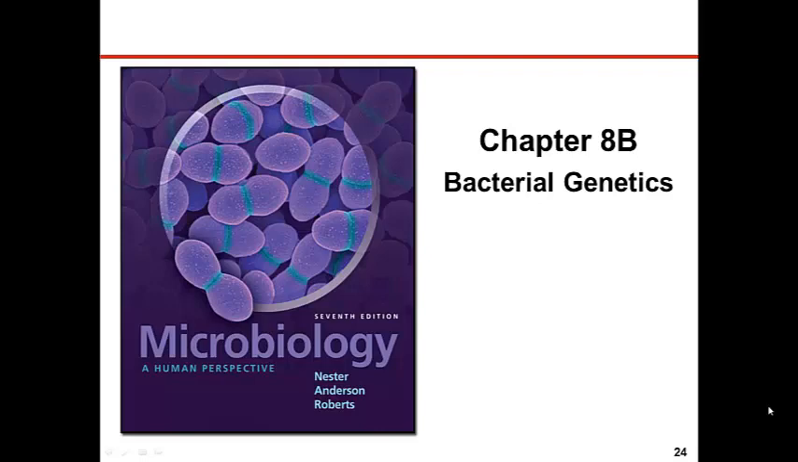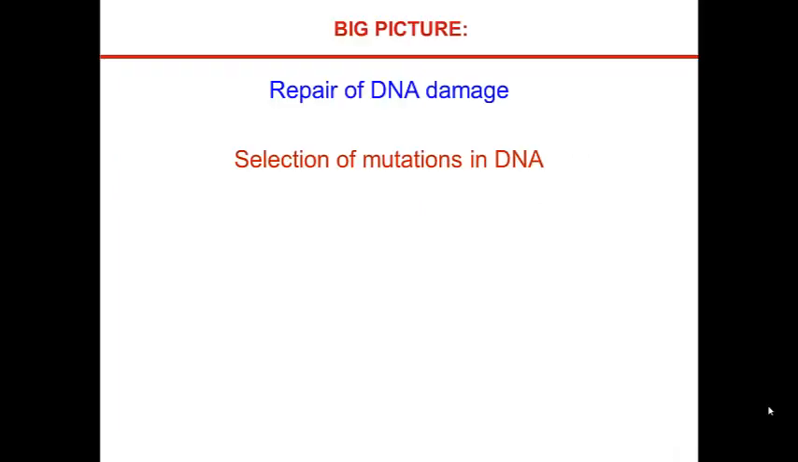Hello. This begins the Unit 2, Module 4, Chapter 8, Part B, Presentation. The big picture topics for this segment include the repair of damage to DNA and mechanisms and selection schemes for creating mutants.